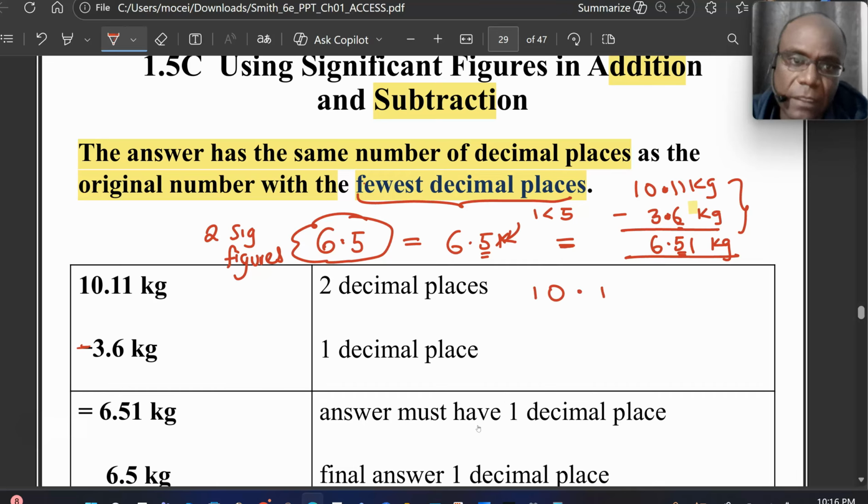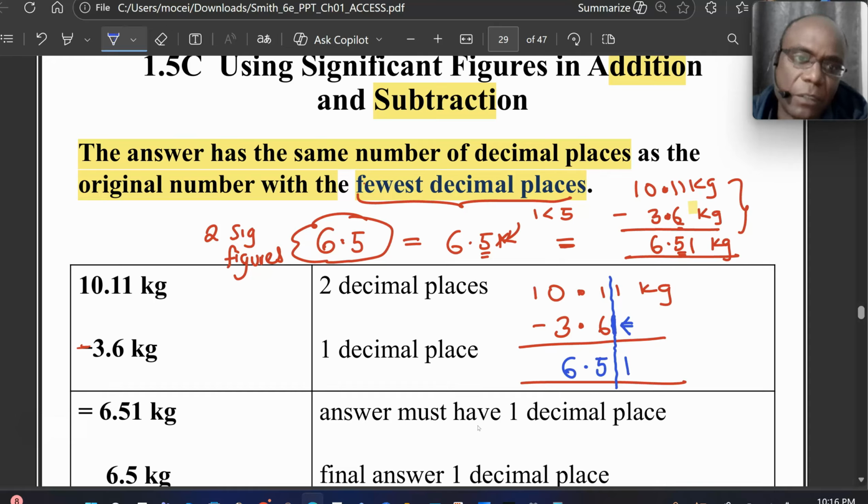Now, alternatively, you can use a yardstick. Align the decimals, and then use a line to guide you. I'm cutting there, guided by the least decimal place position. The answer again is 6.51, which means I would keep this decimal place. I look at this, 1 is less than 5, so I drop that. My answer would be 6.5, which is what was done here.